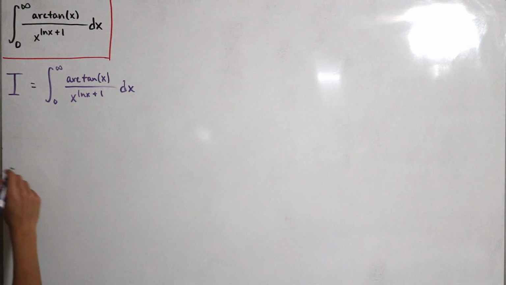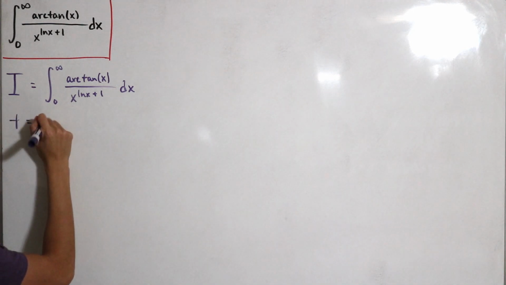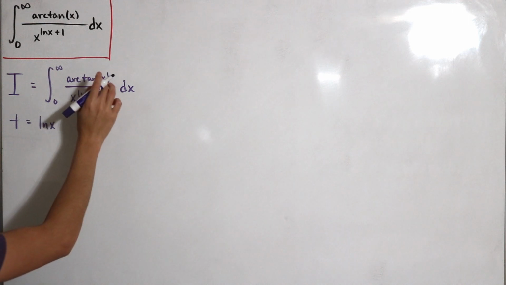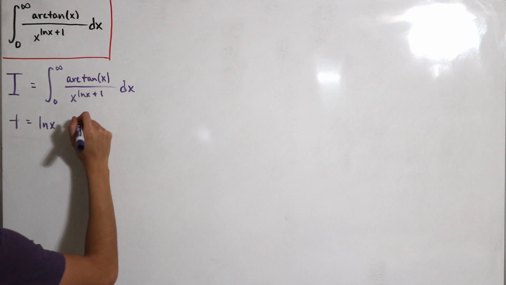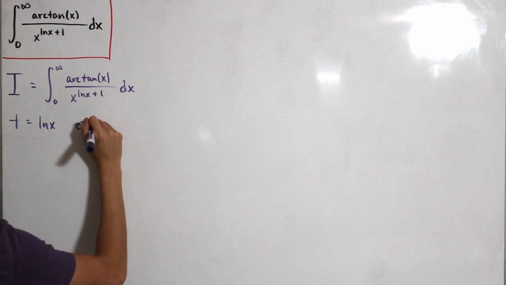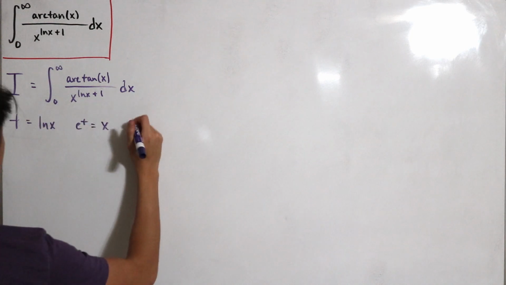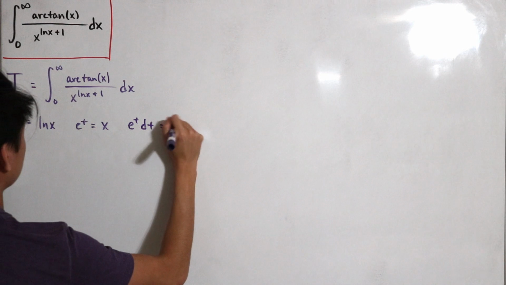Okay, so let's perform a substitution. I'll call the new variable t. We're going to let t equal ln of x. I like to solve for x on its own because we have to plug those back in for the new variable eventually. So if I take the exponential of both sides, we have e to the t is equal to x, then differentiate both sides to get our dx substitution. That will be e to the power t dt is equal to dx.